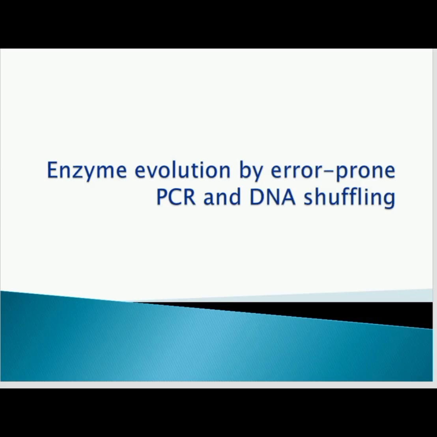Today I will brief about enzyme evolution by error-prone PCR and DNA shuffling. Error-prone PCR is a laboratory technique that is used to introduce random mutations into DNA sequences, most commonly for protein engineering and directed molecular evolution experiments.